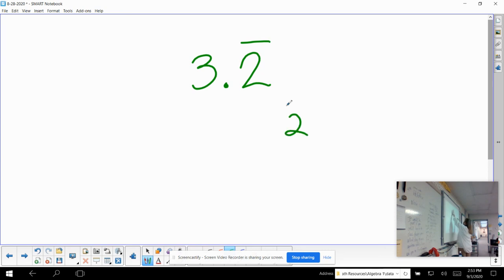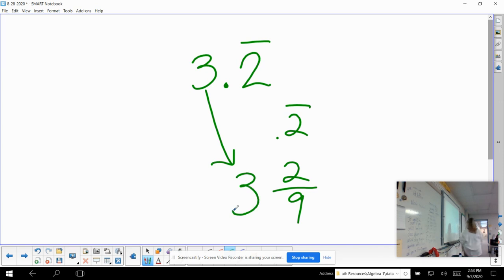If we have 2 repeating, do you remember the rule? What's the bottom number? 9. What's the top number? Yep. So this value is 3 and 2/9, but Khan Academy wants that in a fraction.